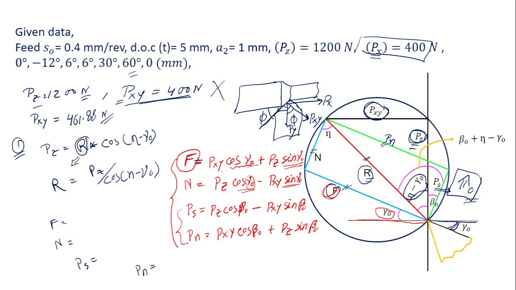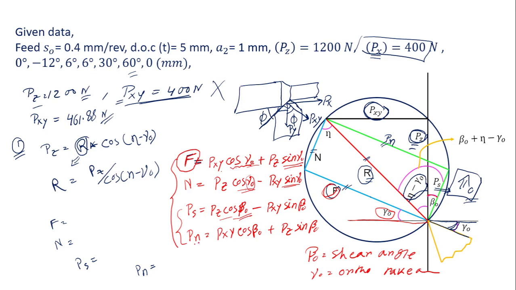Similarly for Ps and Pn also. Here for Ps, the opposite of Ps is Pz, so Pz cos, and you know the shear force is related to the shear angle, so that's why here instead of gamma naught I have written beta naught, because beta naught is your shear angle. And gamma naught is your orthogonal rake angle.